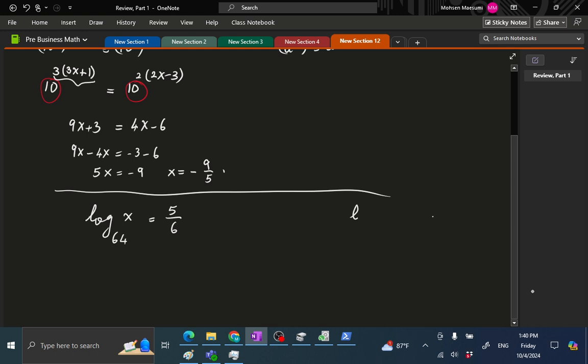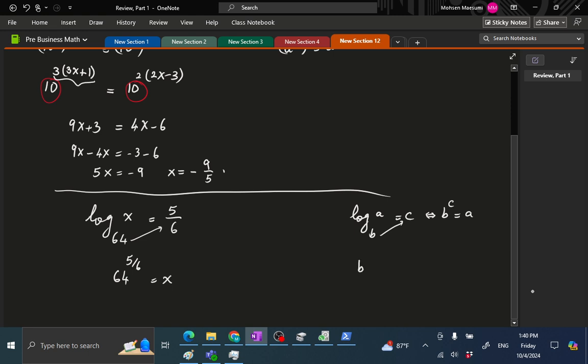We remember the following. Logarithm of a in base b is equal to c if and only if, this means if I take b and raise it to the power of c, I should get a back. So 64 raised to the power of 5/6 has to be x.